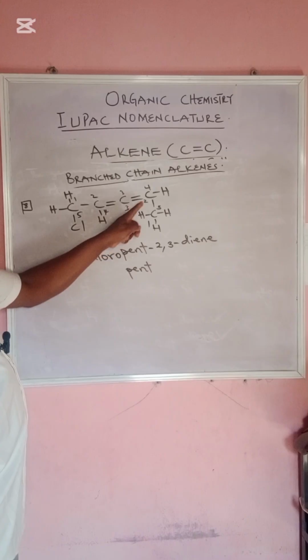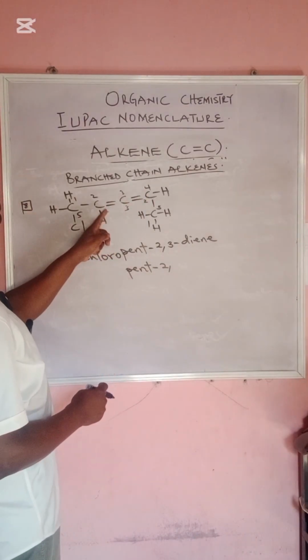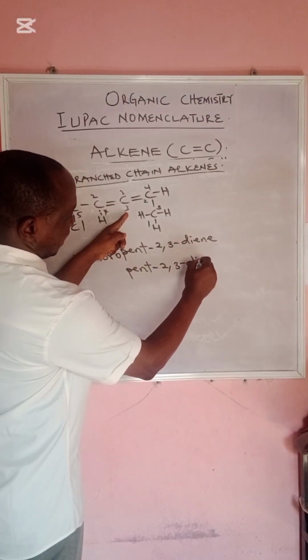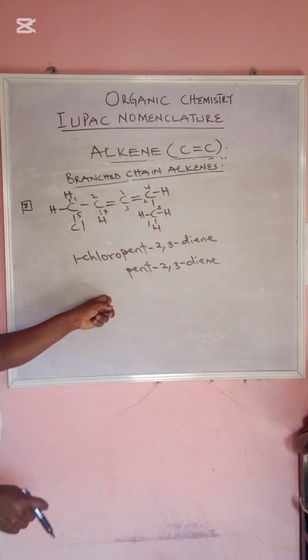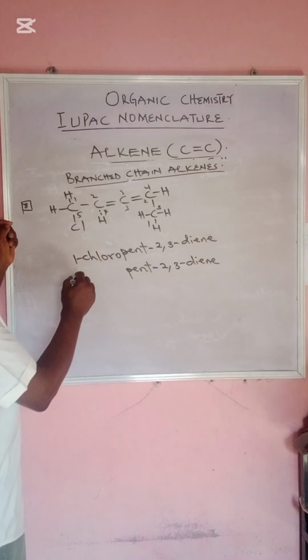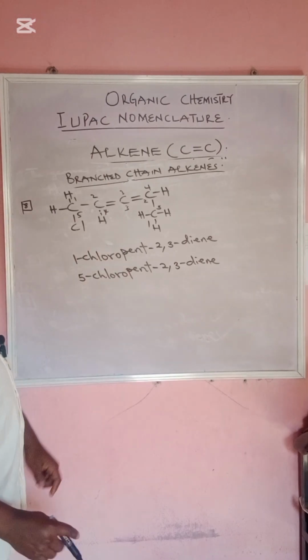So between 2 and 3, the methyl is between 2 and 3, so I will take 2. Between 3 and 4, I will take 3. How many methyl here? Dimethyl. No problem with that. Then chlorine attached to carbon 5. So this will be 5 chloro pent 2, 3 dimethyl.